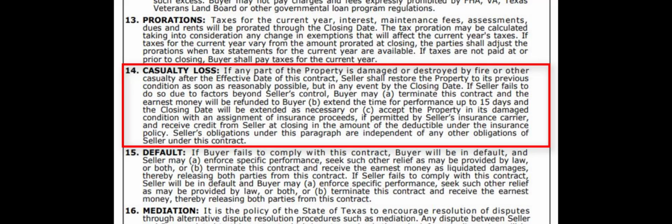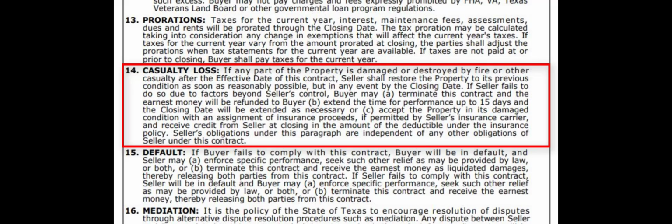Now, what often would happen is that they could extend up to 15 days, closing date adjusts automatically, to give the seller some more time to go ahead and correct the issues that are a part of the damage from the fire or other casualty loss. And that's okay. Now, the third option, which is that the buyer can accept the property in its damaged condition with an assignment of insurance proceeds, is if the seller's insurance permits it, and then the buyer will get a credit from the seller for the deductible because that's the amount less that they're going to get from the insurance company.